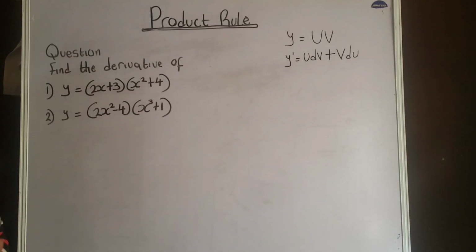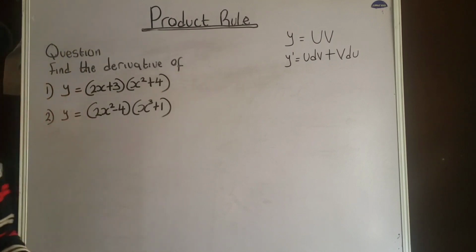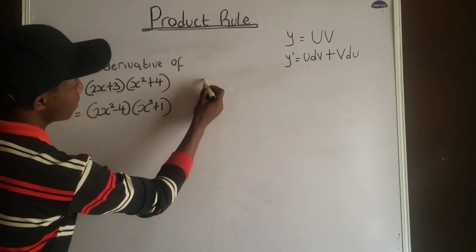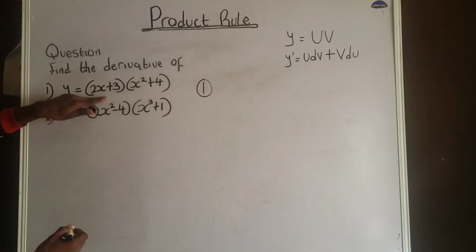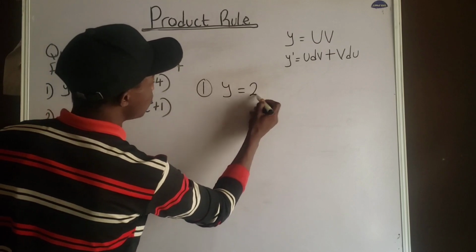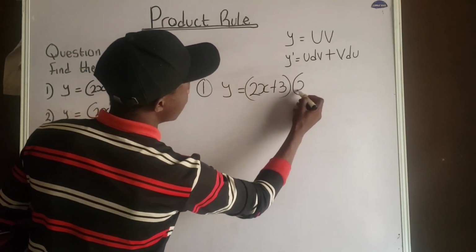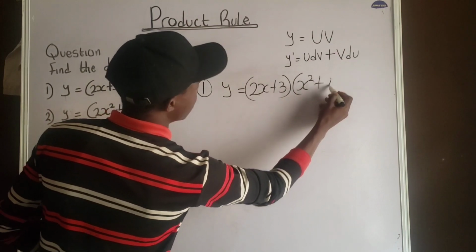Since you have known when and how to use the product rule formula, let us apply the product rule formula to differentiate the following function. Let's take question number 1. We have y is equals to (2x plus 3) into bracket (x squared plus 4). Y is equals to (2x plus 3)(x squared plus 4).